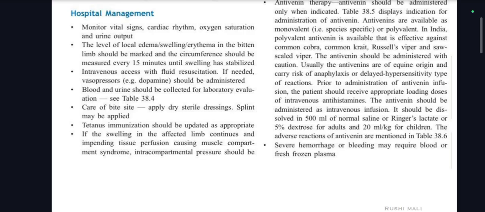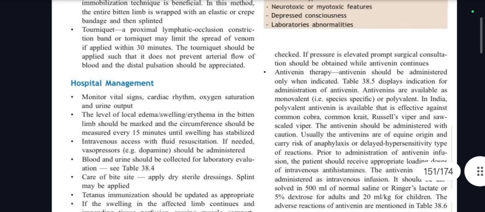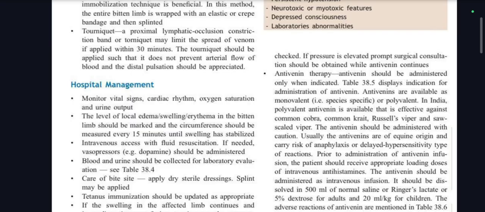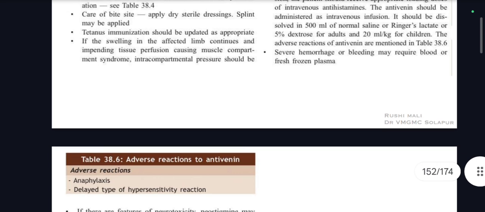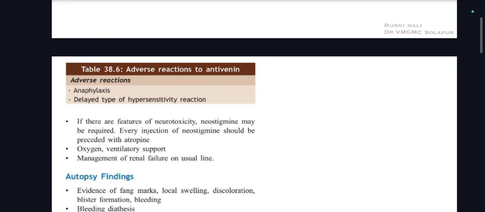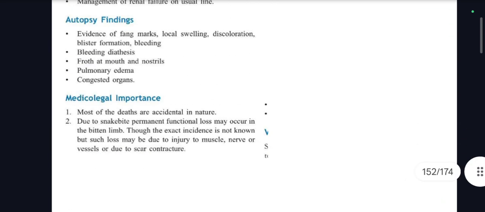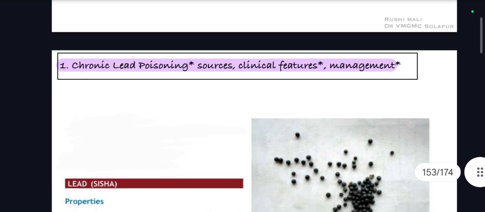Then care of the bite site, immunization should be given, and you have to give antivenom therapy. In antivenom therapy, in India we have polyvalent antivenom. Two things about this: adverse reactions are anaphylaxis and delayed type of hypersensitivity reaction. So these were the points regarding treatment of snake bite.